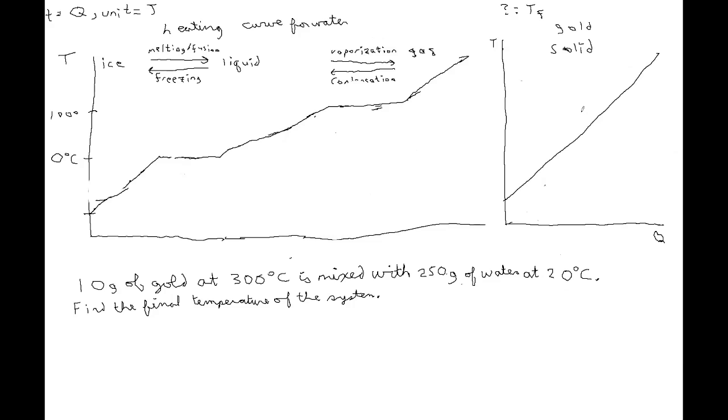So what is our initial point here? Well, our initial point is that we have the 100 grams of gold at 300 degrees Celsius. So here's the initial point for the gold, 300 degrees Celsius. And what's the initial point for the water? 20 degrees Celsius. And what phase is it in?